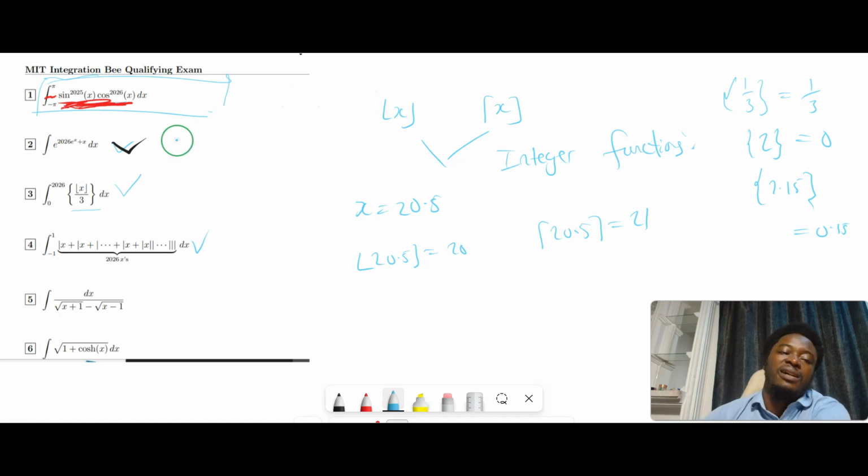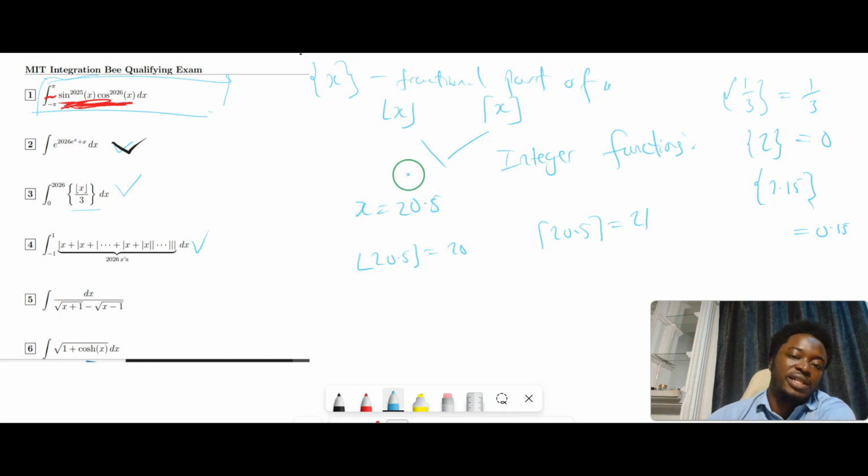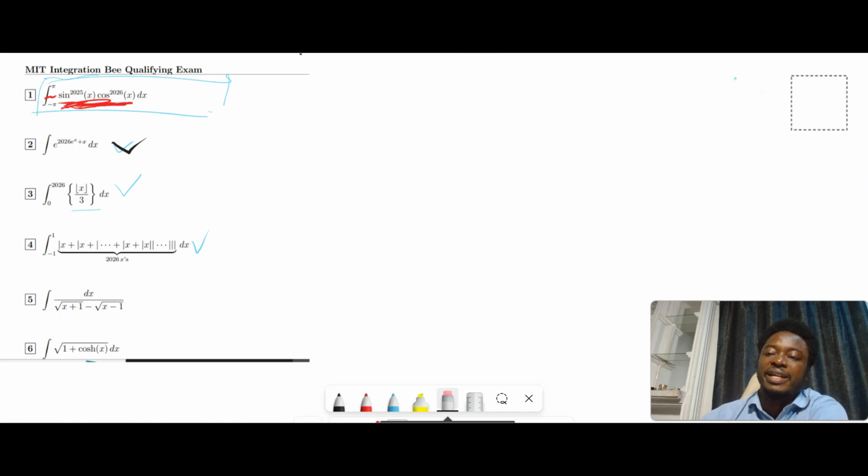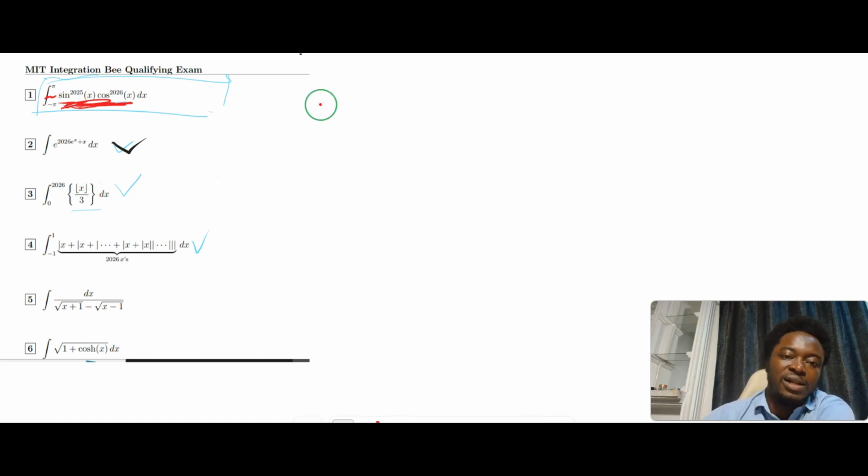So in general, this represents the fractional part of x. This is the integer part, and this is the floor, and this is the ceiling part of this x. So what we're going to do is that now we're going to split this into cases. So let's start off with this. Let's assume, say, 0 is less than or equal to x, less than or equal to 1. This is our case 1. So x is between 0 and 1.